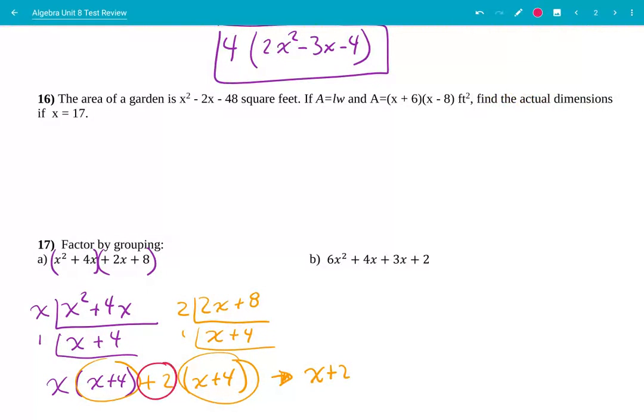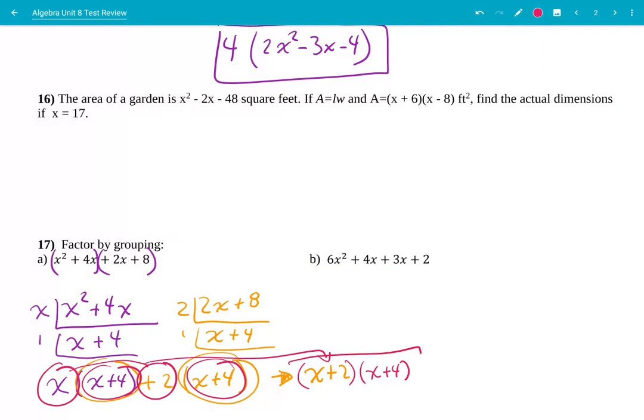Remember, this part and this part combine to go here. That's the first one. And then these two right here is the second one. So x plus 4. There we go. Factor by grouping.